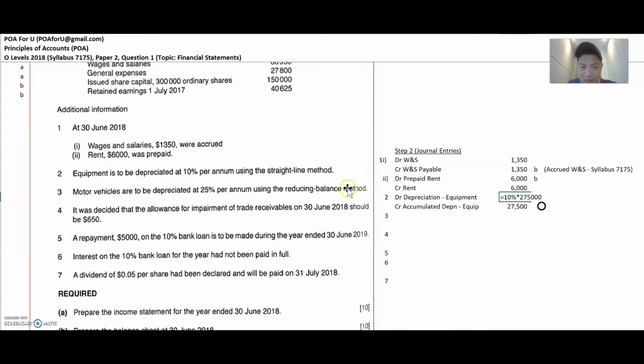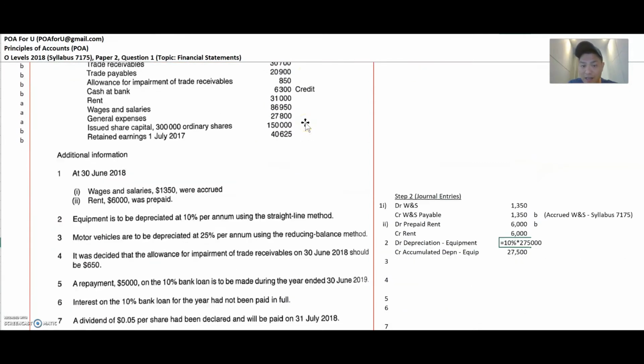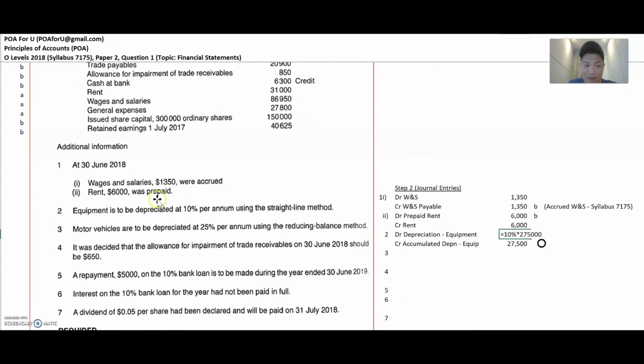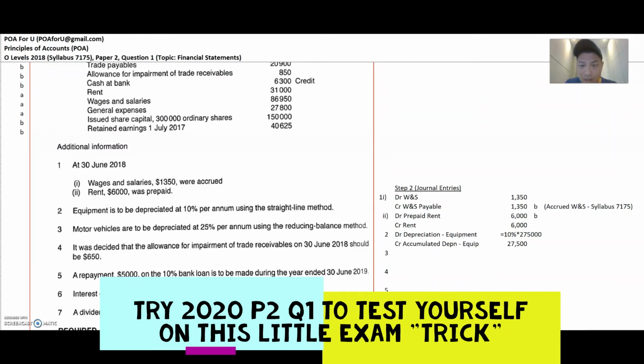Now, in some questions, they may give you additional information before the depreciation calculation to increase or decrease the cost of the asset. If that's the case, you have to take not the amount that is listed here, but the amount that is corrected after the adjustment has been done. Don't know what I'm talking about? Go look at 2020 paper 2 question 1. That question is structured the way I've just described it. So it's a bit tricky there, right? Go take a look at it.